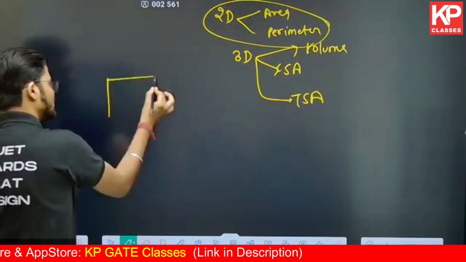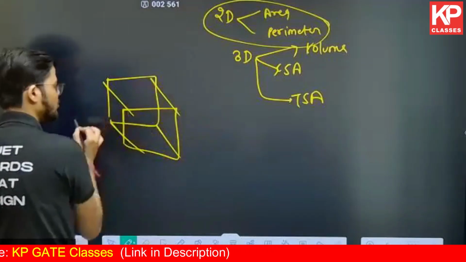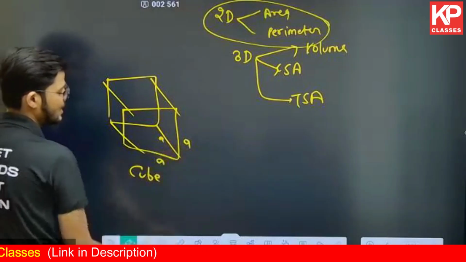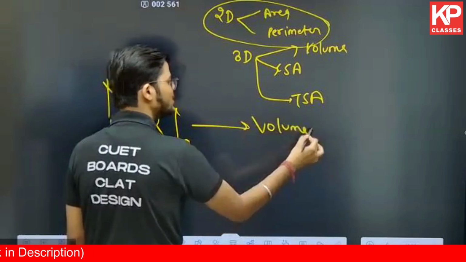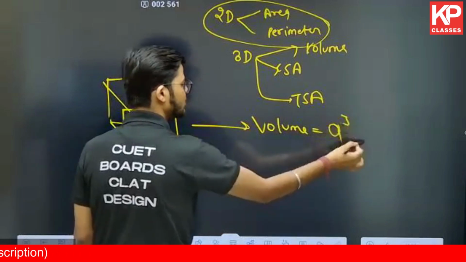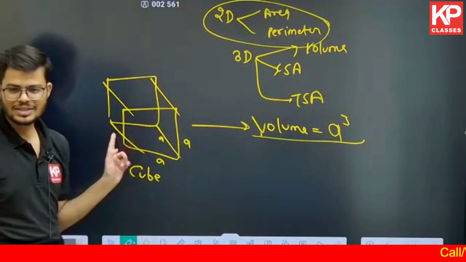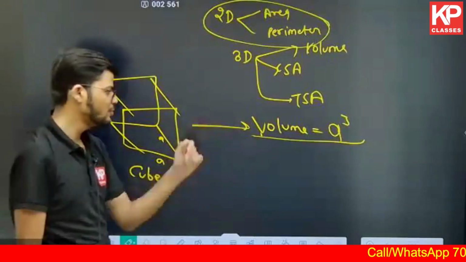So the first figure is looking like this. For example, this is a cube. Now a cube is what? This side is A, this side is A, this side is A. If I talk about volume in this case, the volume of a cube is going to be A cube. This is nothing but the base area multiplied by height. Here the base area is A into A multiplied by the perpendicular height, and we got the volume in this case.